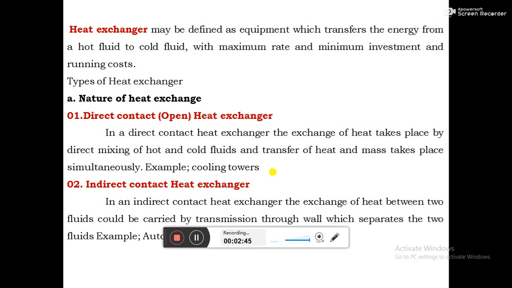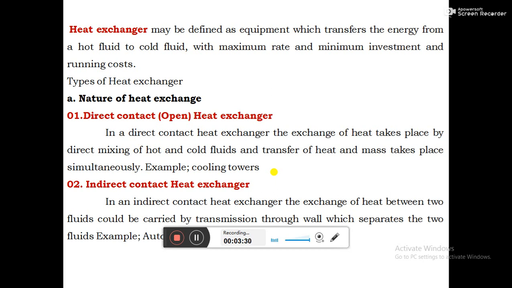closed heat exchanger. A direct contact heat exchanger is one in which the exchange of heat takes place between the hot fluid and the cold fluid by direct mixing of the hot and cold fluid, and the transfer of heat and mass between the hot and cold fluid takes place simultaneously. The best example for a direct contact heat exchanger is a cooling tower. A cooling tower is a heat exchanger in which the hot water coming out of the condenser cools down.